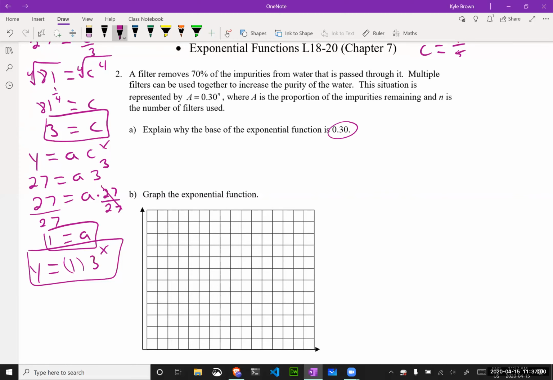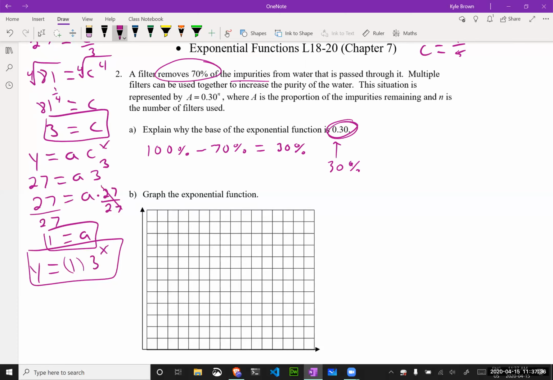Well, why it's 0.3, right? This is actually 30% of something. If I wanted to figure out what 30% of something was, then you'd multiply it by 0.3. And why am I multiplying it by 0.3 or 30%? Well, that's because the filter removes 70%. So really, if you had 100% of something and then subtracted 70% of something, you would have 30% of it left. So what we really want to do is figure out how much 30% of the original impurities are.